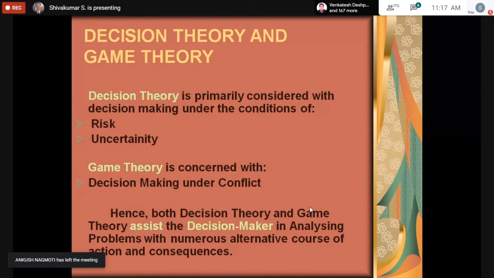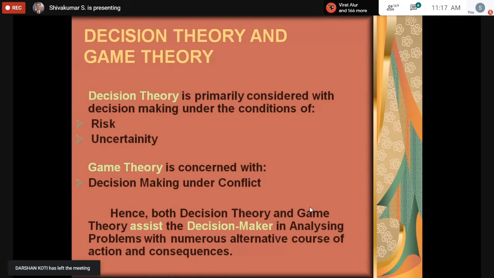And hence, both decision theory and game theory assist the decision maker in analyzing problems with numerous alternative courses of action and their consequences. Of course, any game has multiple courses of action and a number of consequences for each. That's why they use some sort of strategy to win the game, or a strategy to minimize the loss. Okay, that's about game theory. So those are the various fields I told you about, just as a brief.